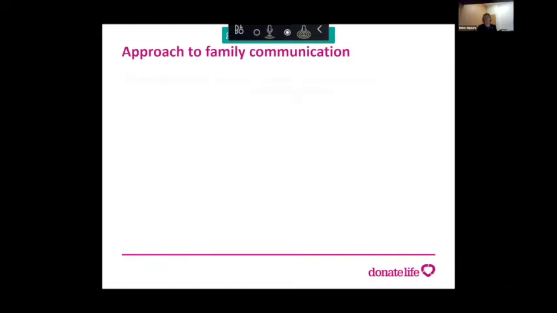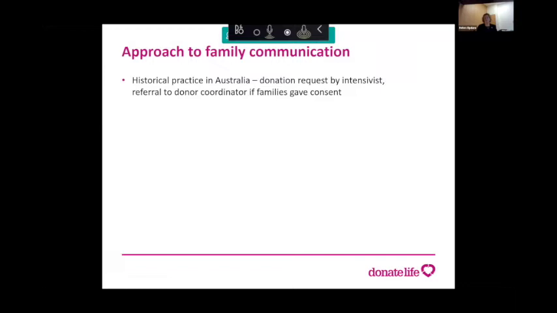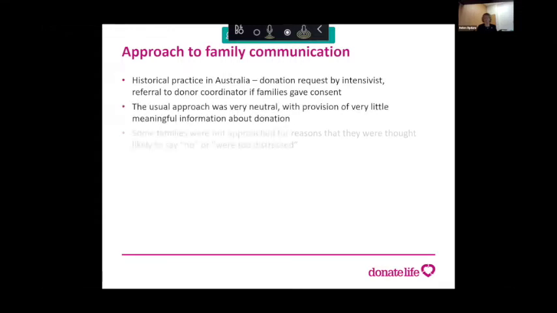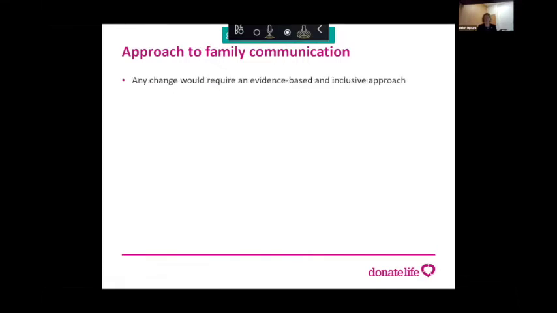The other key area that medical donation staff have really been instrumental to changing practice in Australia is the approach to family communication. So again, this was very challenging. Again, historically, intensivists really had a lot of ownership and autonomy over this area of practice. The historical approach was very neutral. Sometimes families were not approached because it was not felt appropriate to do so.